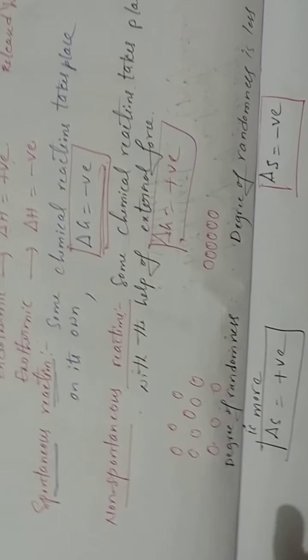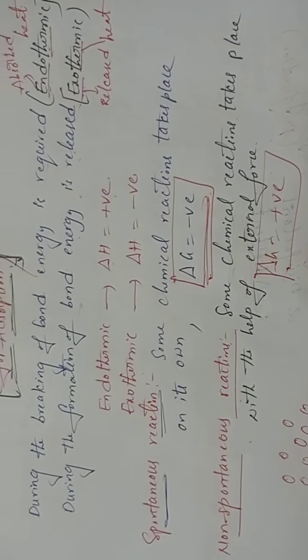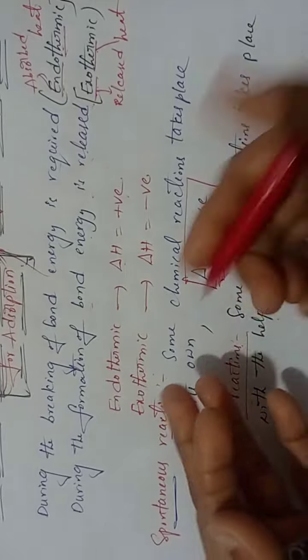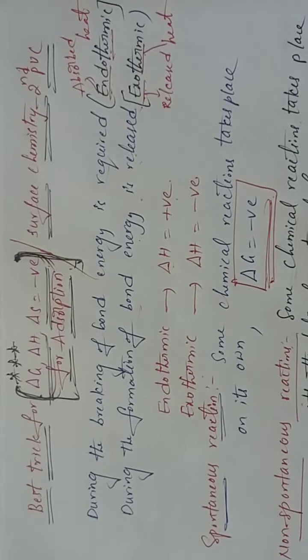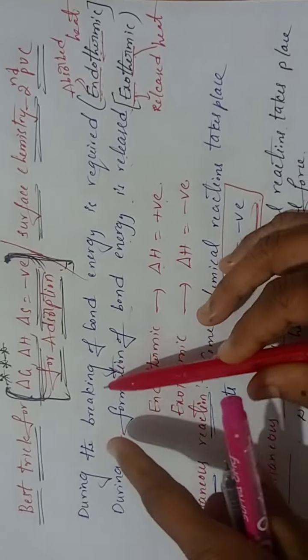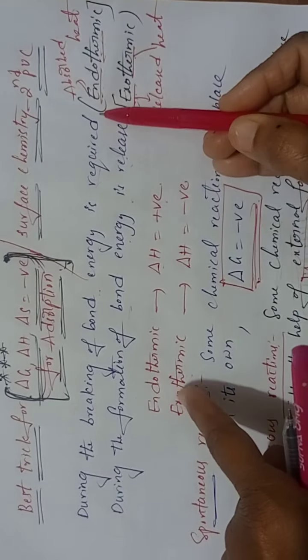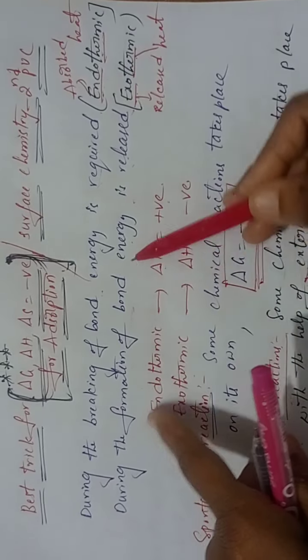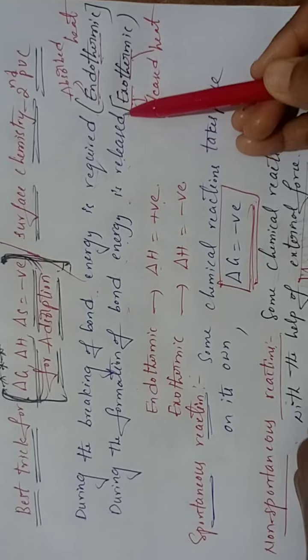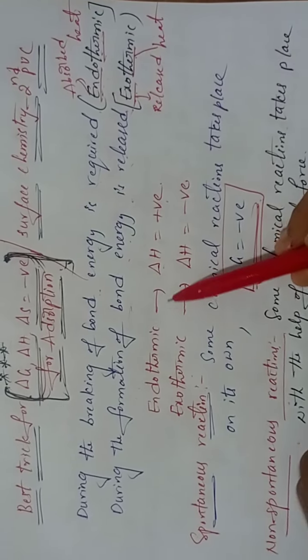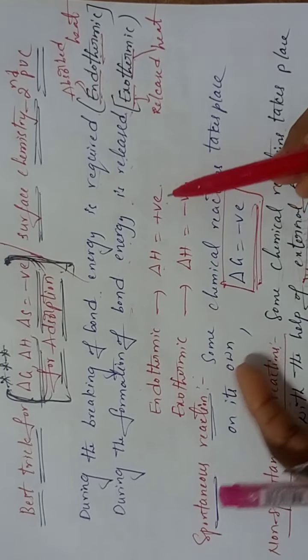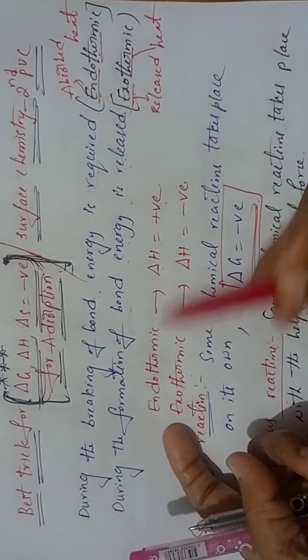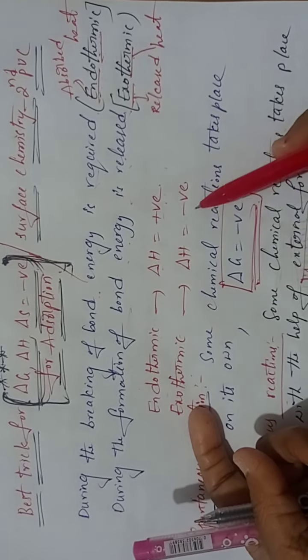So first you have to remember all these things, students. Then in adsorption, what about delta G, delta H, delta S? I will discuss. Understanding? During the breaking of bond, energy is required, endothermic. During the formation of bond, energy is released. This is nothing but exothermic. In the endothermic case, delta H value is positive, students. If heat is absorbed, positive. If heat is released, negative.